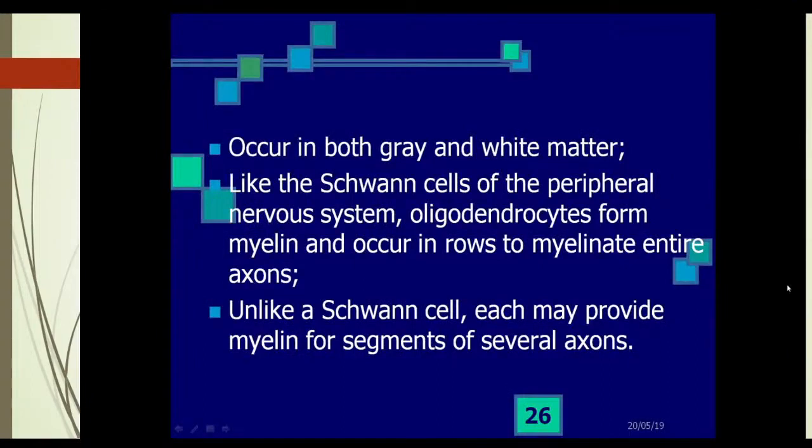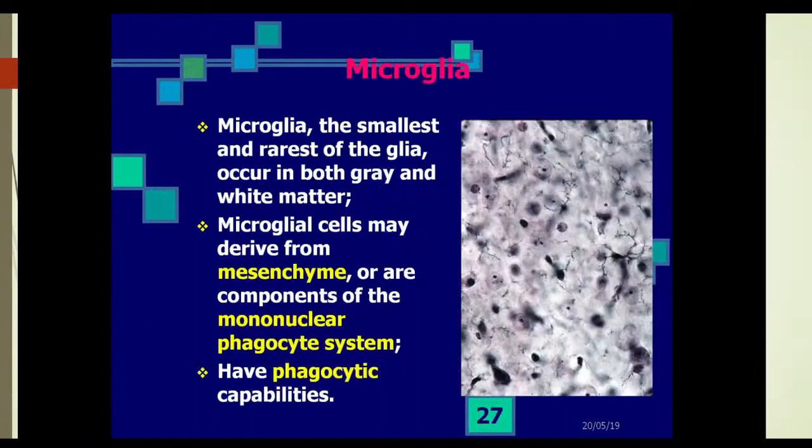Oligodendrocytes occur in both gray and white matter, like Schwann cells of the peripheral nervous system. Oligodendrocytes form the myelin and occur in rows of myelinated axons. Unlike Schwann cells, each may provide myelin for segments of several axons.